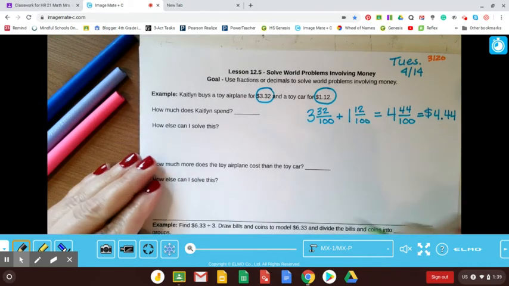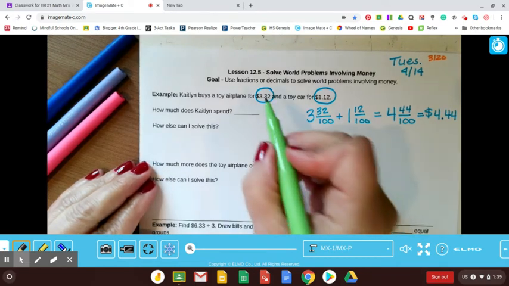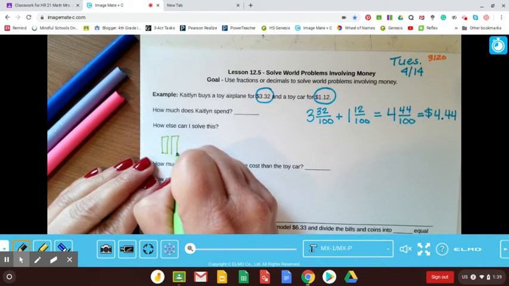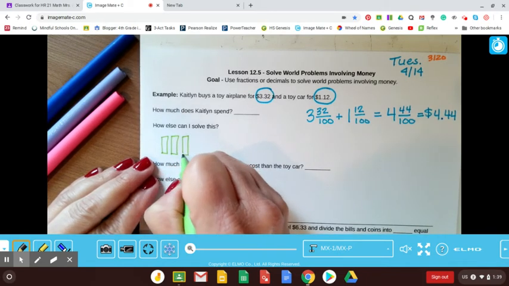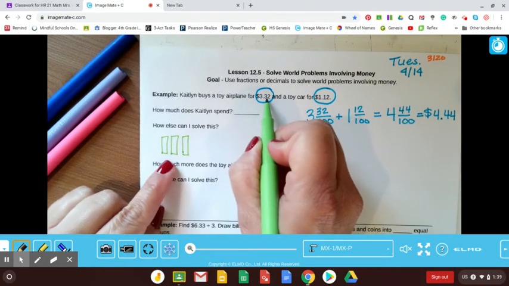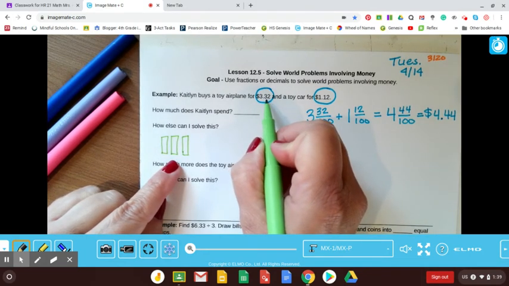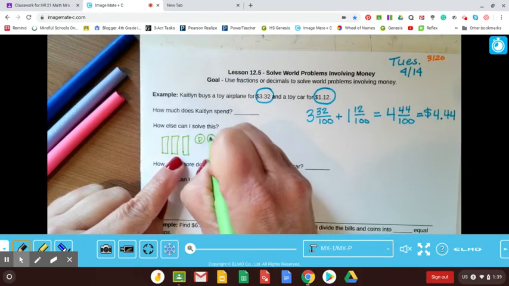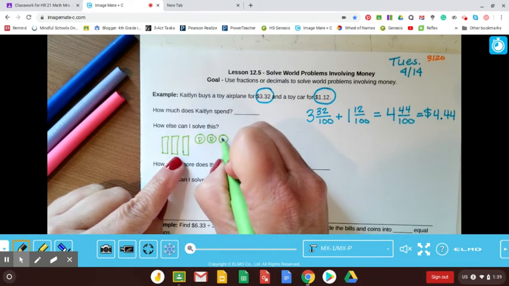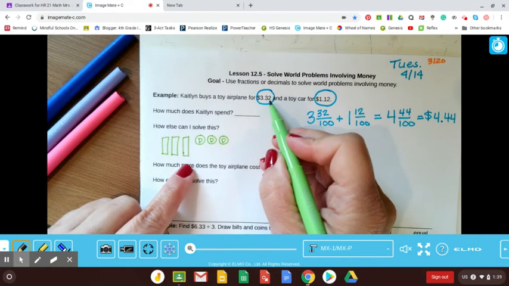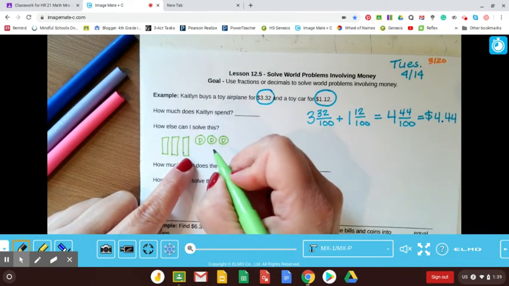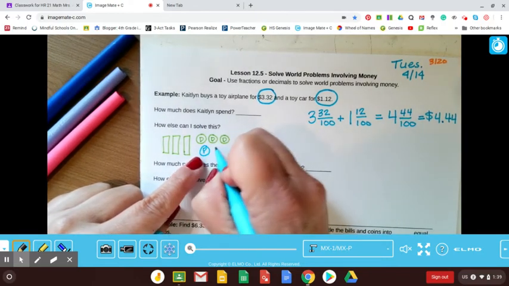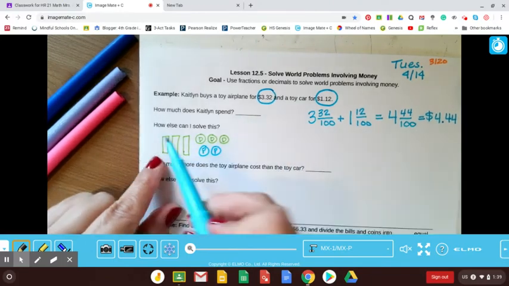So here's what this would look like. If I was drawing this out, I could draw out $3.32. So I'm going to make these, that's going to be my dollar. So that's $1, $2, $3, and then the 3 is in the tenths place, so that would be like 3 dimes. So I'm going to make a circle with a D, a circle with a D in it, and another circle with a D in it. That would be 30. And then 2 hundredths would be represented by pennies. So I'm going to actually switch my color there. So a P and another circle with a P in it.